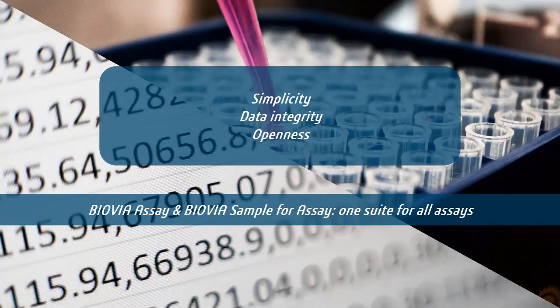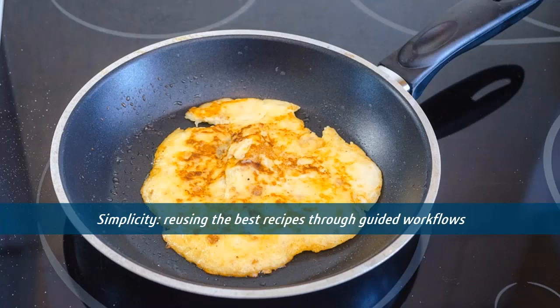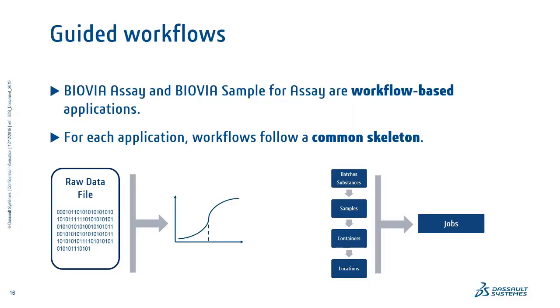So I try to categorize the key value we're trying to bring with BIOVIA assay and BIOVIA sample for assay in three categories: simplicity, data integrity, and openness. This is what we will look at right now. So let's start with simplicity, reducing best recipes through guided workflows. I take that picture of an omelette, which is one of the simplest dishes you can think about, but nevertheless, you need to know the right recipes if you want to make a really good one. So let's see how BIOVIA assay and BIOVIA sample for assay help you to share those good recipes.